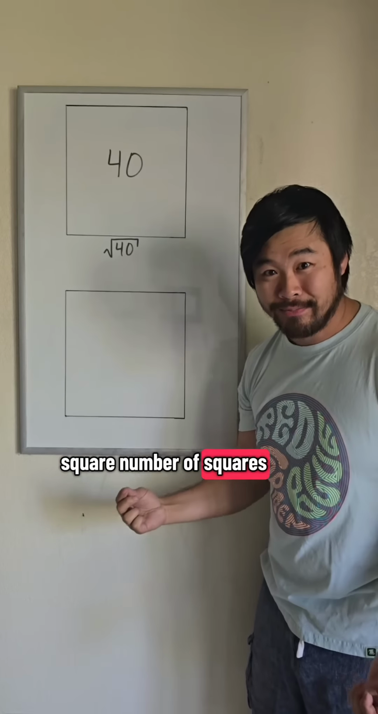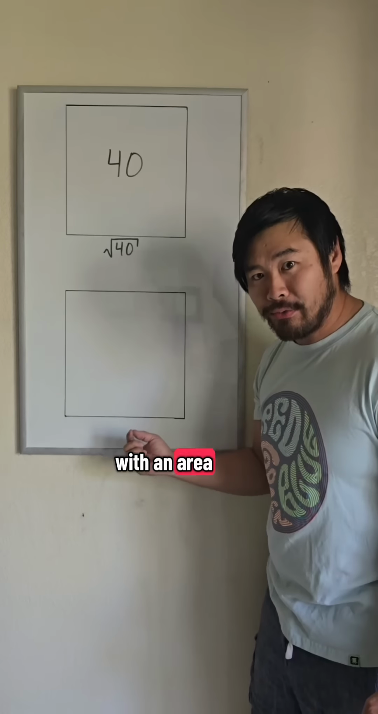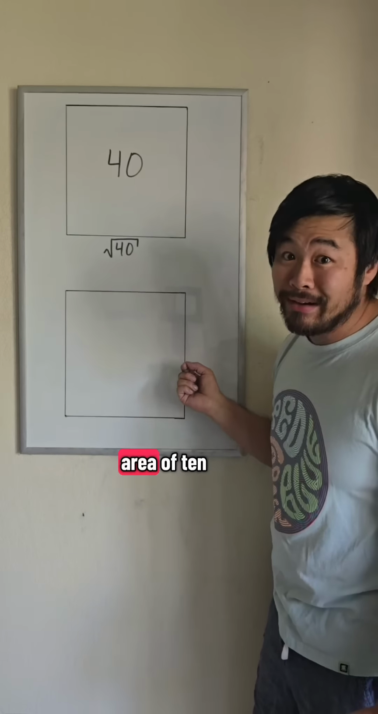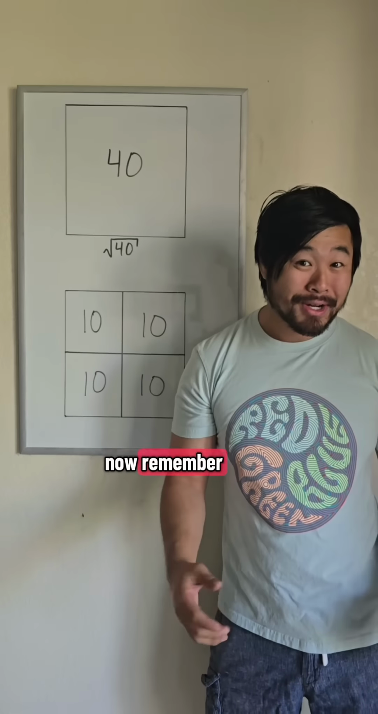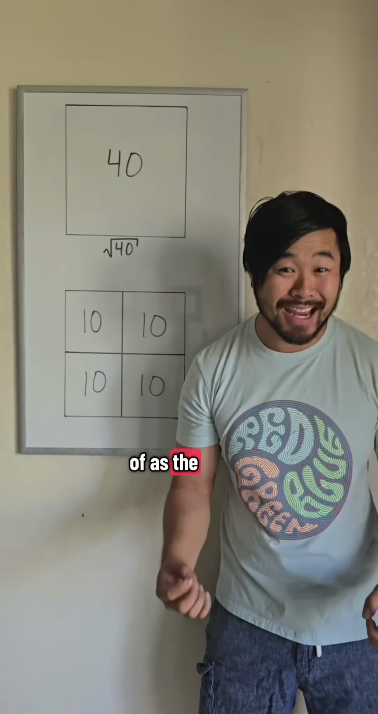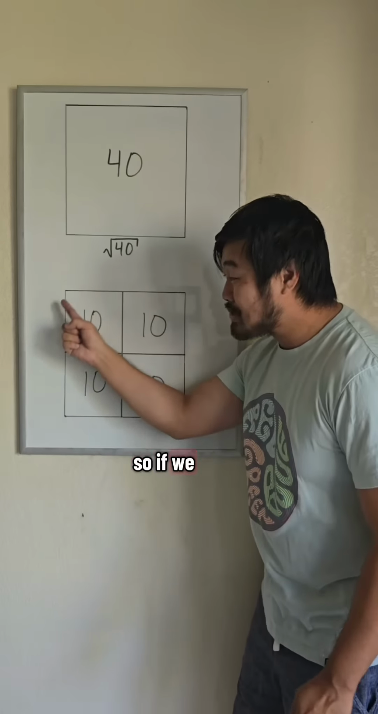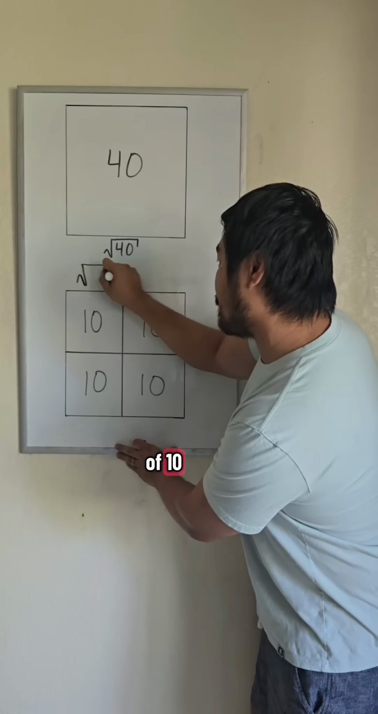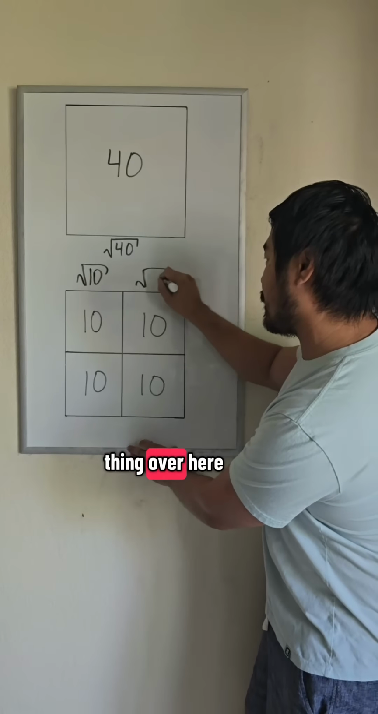Now we're going to take the square, but we are going to break it into a square number of squares. So if we have a square with an area of 40, we could break it into 4 squares, each with an area of 10. Now remember, the square root can be thought of as the side length of a square. So if we have a square with an area of 10, that means this side length is the square root of 10. And we could do the same thing over here.